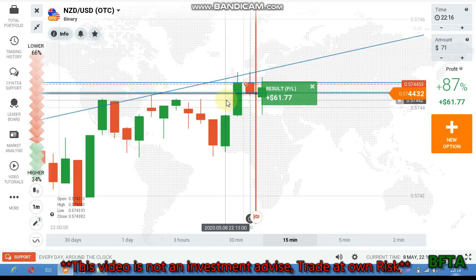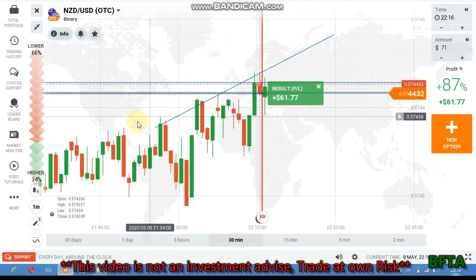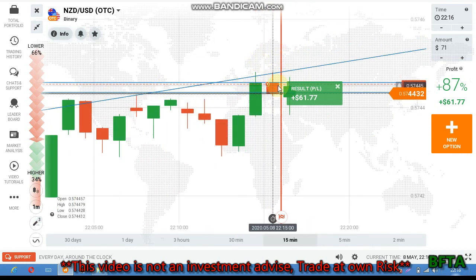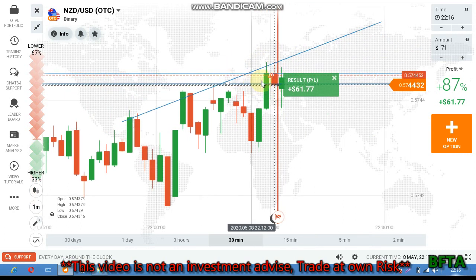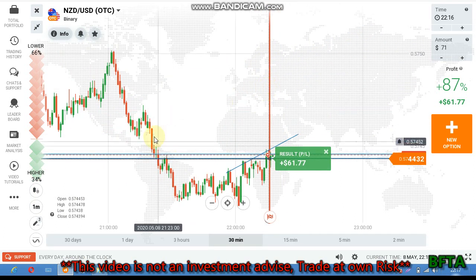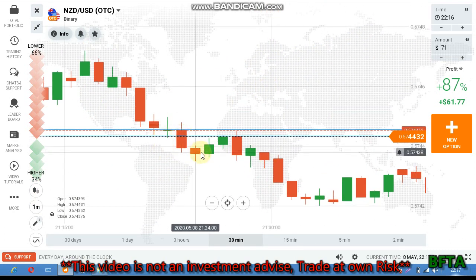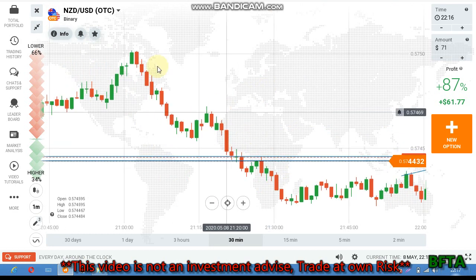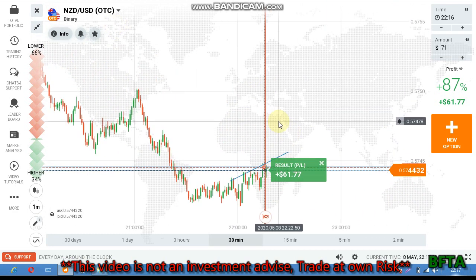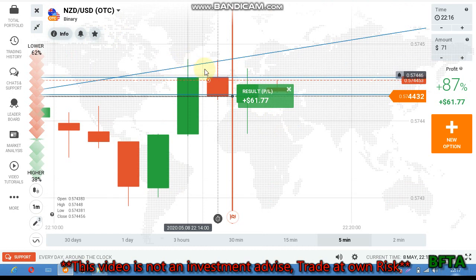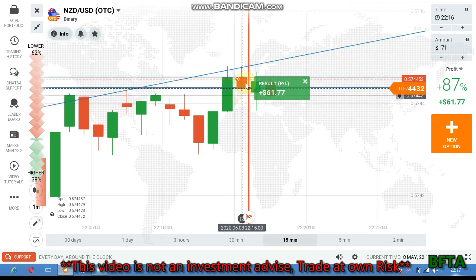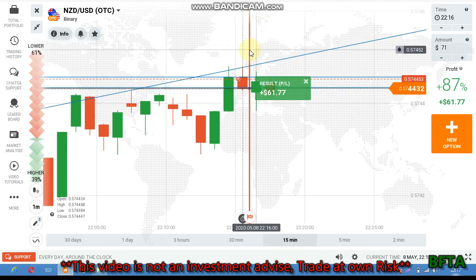And here I placed put option because this is seller's area. The trend line also is telling us the seller's area, so it's a sign that the sellers will enter on the next candle. This is seller's area. You can see the sellers entered here, sellers again entered here. The trend also is downtrend, and again the buyers close at the level with rejection. So the sellers have more possibility to form a bearish candle. So that's why I placed put option.